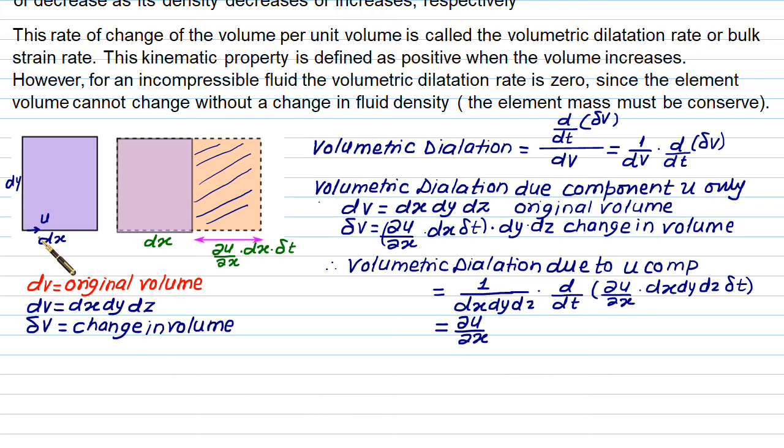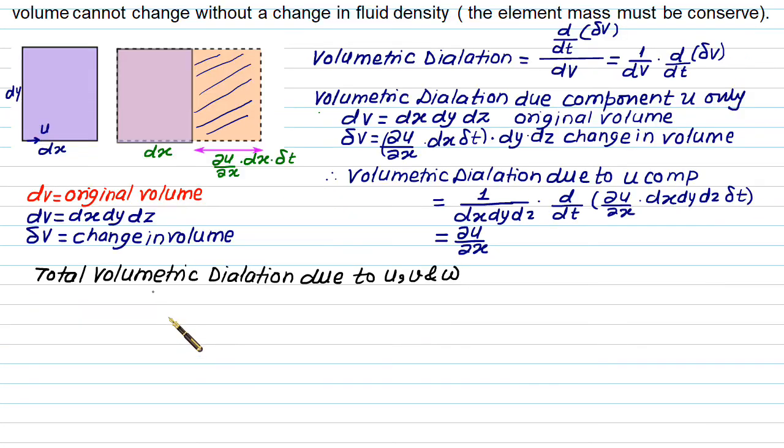If this fluid element is subjected to all three components of velocity u, v, w, then we can calculate the total volumetric dilation. That is simply the sum of the partial derivative of u with respect to x, plus, if we derive this for the v direction, that is the y direction, you will get del v by del y, and along the z direction we will get del w by del z. And by definition this value is the same as 1 by dV, that is the original volume, multiplied by the derivative with respect to time of the change in volume.